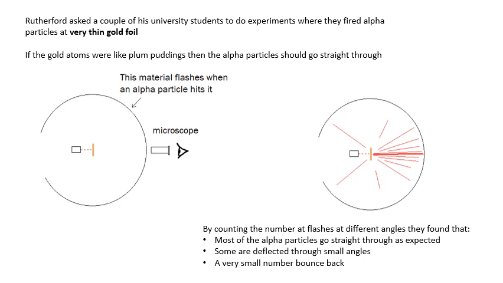A quote at the time: it's like firing a cannon at a piece of tissue paper and it bouncing back. So basically, Rutherford realized that the plum pudding model needed modifying, that atoms weren't like plum puddings.